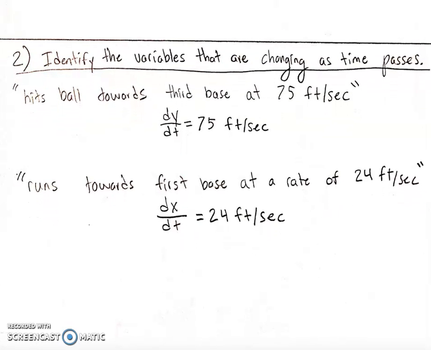The second step is to identify the variables that are changing as time passes. From the problem, we know that the ball is moving towards third base, or Y, at a rate of 75 feet per second. We can simplify that and say dy/dt is equal to 75 feet per second. We also know that the runner is running towards first base, or X, at a rate of 24 feet per second. We can simplify and say dx/dt is equal to 24 feet per second.